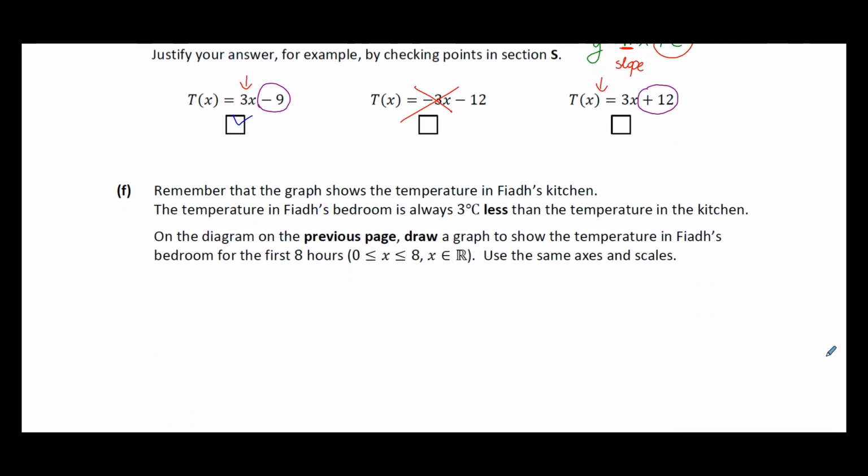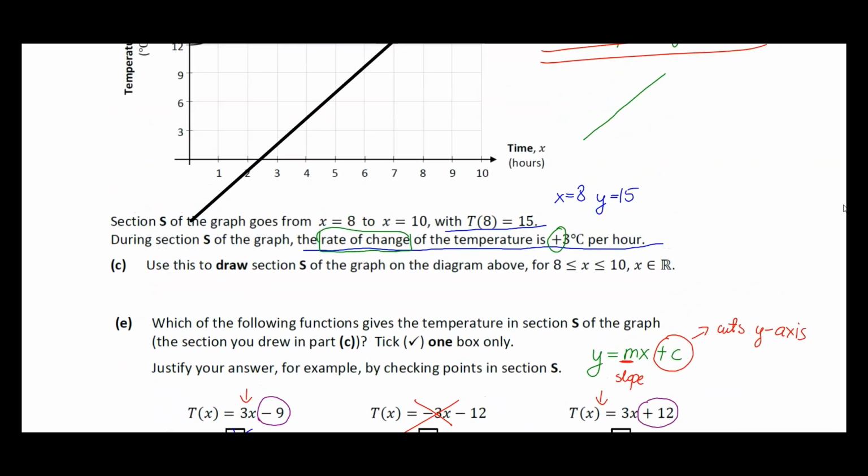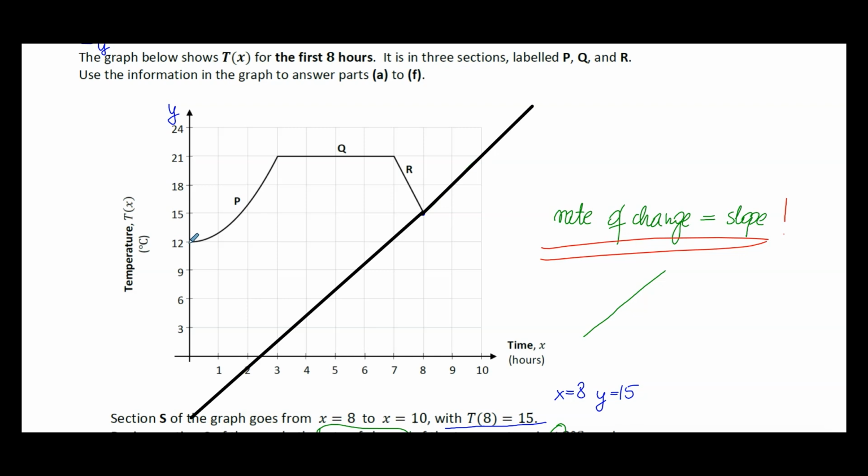Okay, and the last part. Remember that the graph shows the temperature in Fia's kitchen. The temperature in Fia's bedroom is always 3 degrees less than the temperature in the kitchen. On the diagram on the previous page, draw a graph to show the temperature in Fia's bedroom for the first 8 hours, so from 0 to 8. If the temperature was 12, in her bedroom it is 3 less. So this will be the starting point. At the next point, the temperature in the kitchen is 21, so it will be 3 less, 18 here.